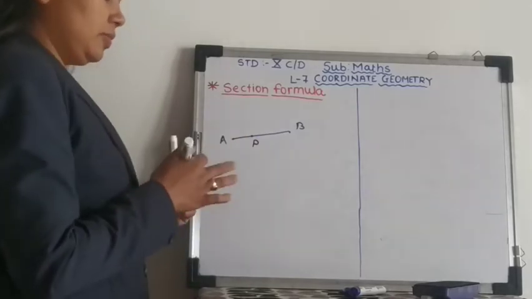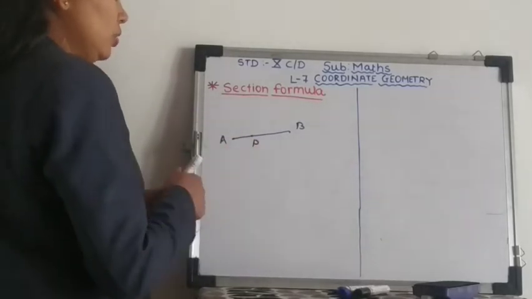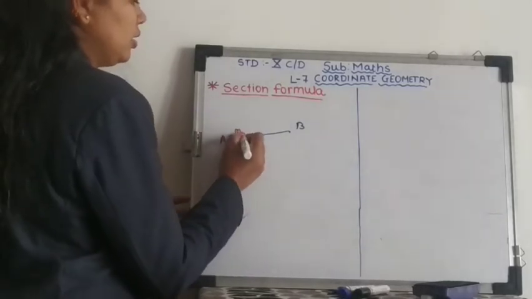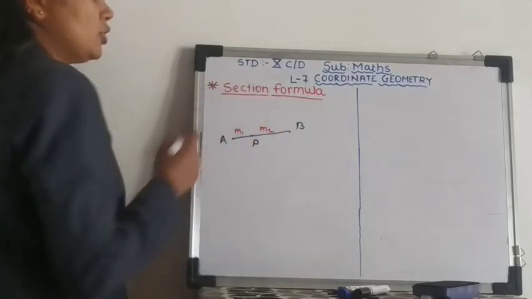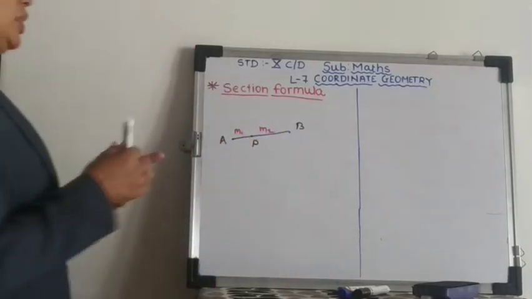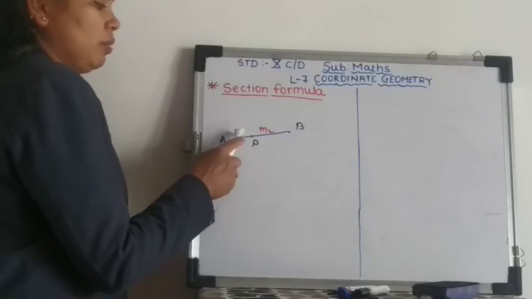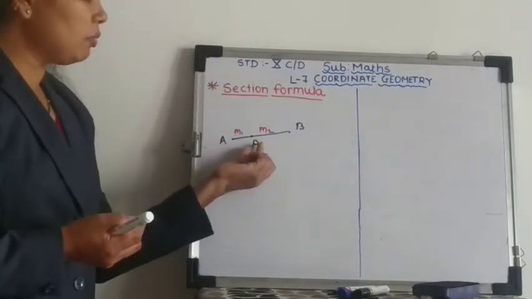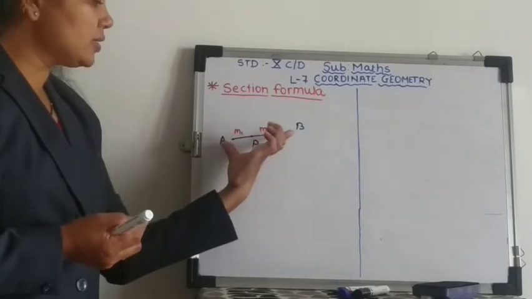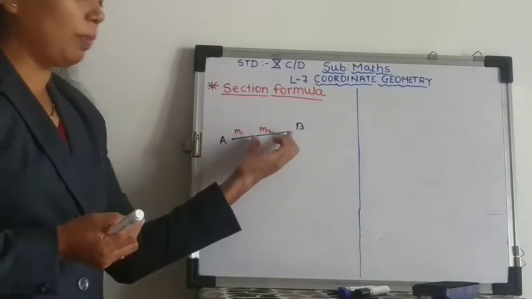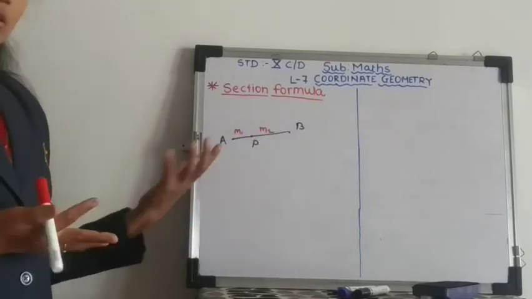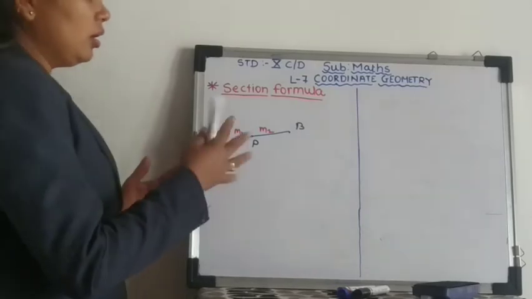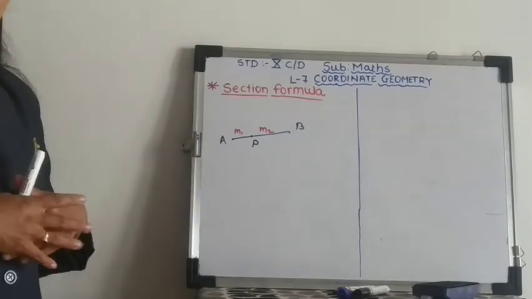point P, right? In the ratio M1 is to M2, or sometimes it may be given as M is to N. You can take that as the ratio. See, P divides the segment AB into two parts. But are they equal? No, they are divided in different proportions.